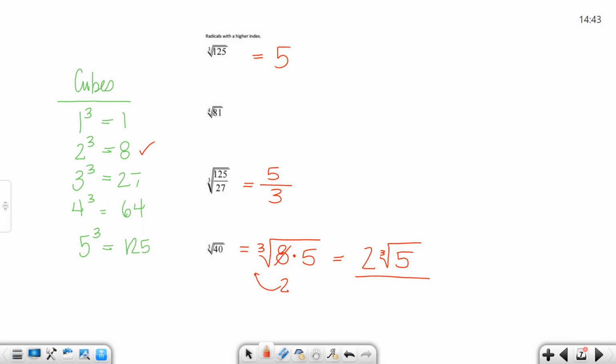Going back to 81, I didn't list out your fourth powers, but you can start with 2 and work your way up. 2 to the fourth power is 2 times 2 times 2 times 2, which would be 16. That doesn't work. 3 to the fourth power is 3 times 3 times 3 times 3. So that would be 3 times 3 is 9, 9 times 3 is 27, 27 times 3 is 81. So that's it. 3 to the fourth is 81, so going backwards, the fourth root of 81 would be 3.